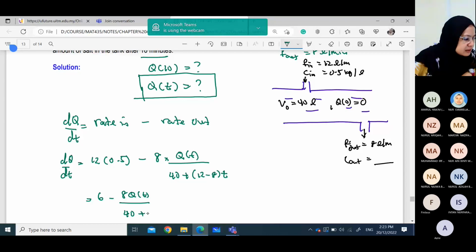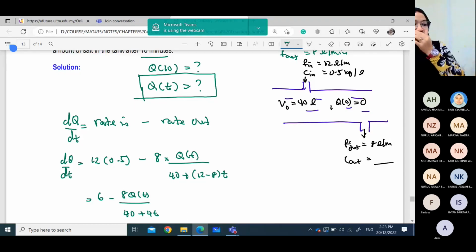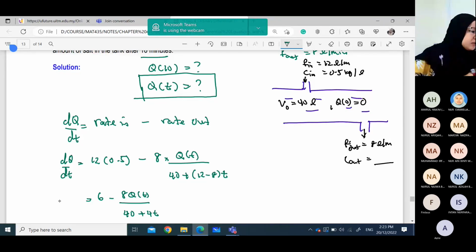Plus 40, yeah. So this is the equation for this mixture.